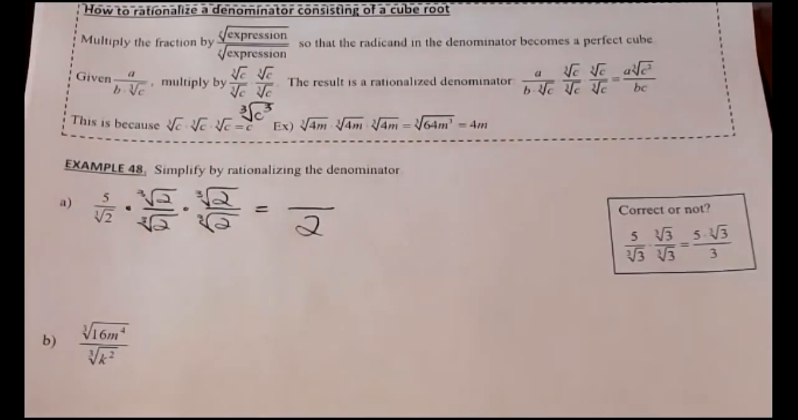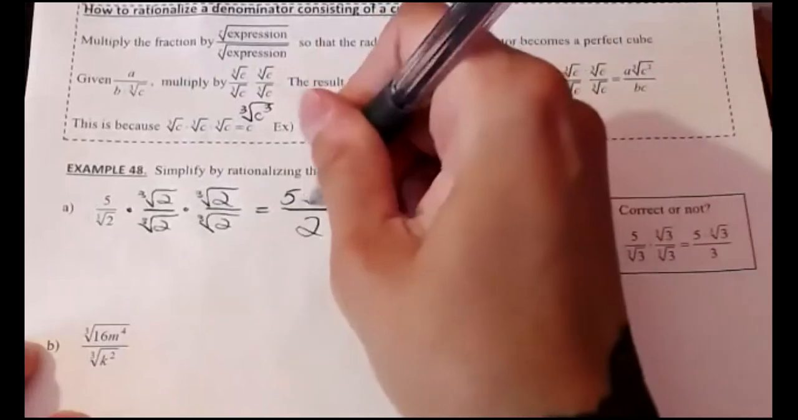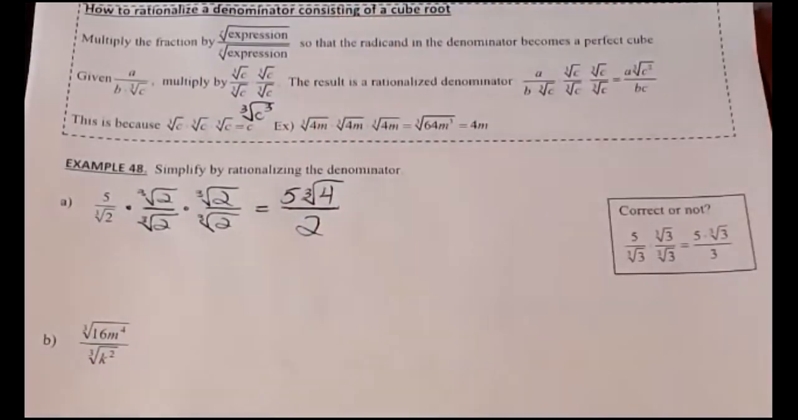We clean up the numerator by saying, well, I have a 5, but I also have a cube root of, and then we see 2 times 2, which is 4. We cannot simplify that. 4 is not a perfect cube, nor does it have a perfect cube factor other than 1. And that's not going to be helpful to us. Okay.